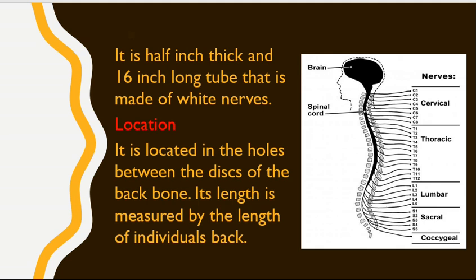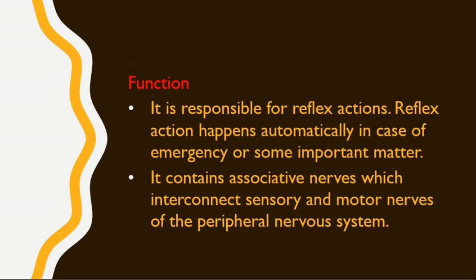What are the functions of the spinal cord? Spinal cord is responsible for reflex actions. A reflex action is simple in its nature and happens automatically in case of emergency and some important matters. Spinal cord, as we read earlier, contains associative nerves which interconnect the sensory and motor nerves of the peripheral nervous system. Our skeleton is attached to the backbone.